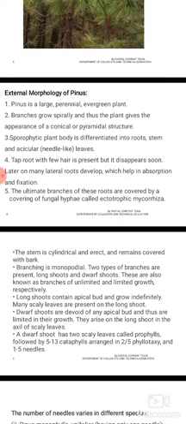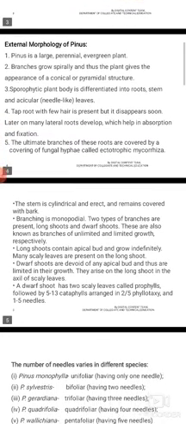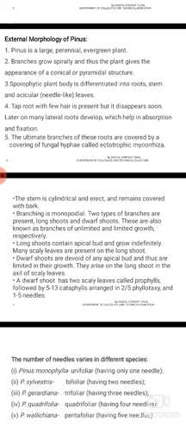The taproot with few hairs is present, but it disappears soon. Later on, many lateral roots develop, which help in absorption and fixation. The ultimate branches of these roots are covered by a covering of fungal hyphae called ectotrophic mycorrhiza. The stem is cylindrical, erect, and remains covered with bark.